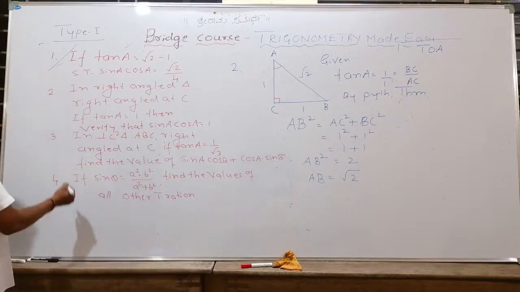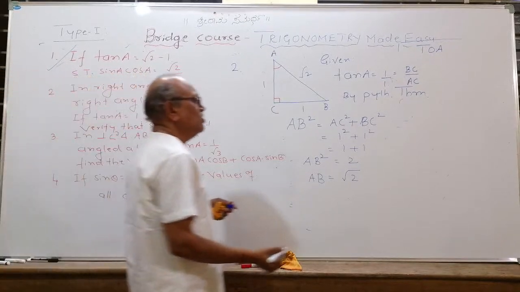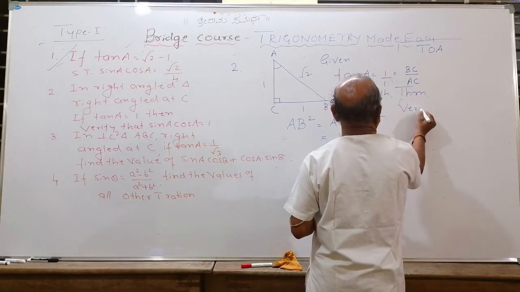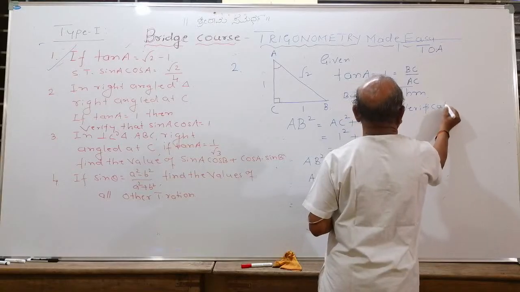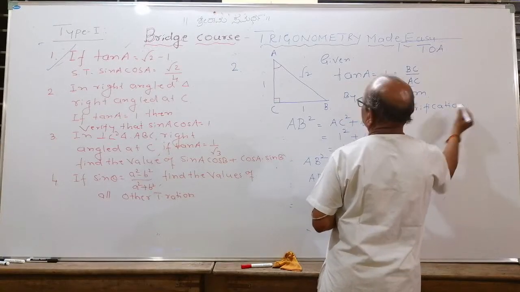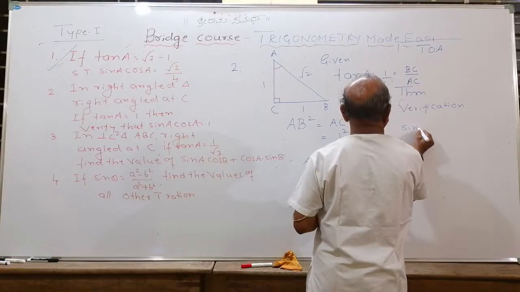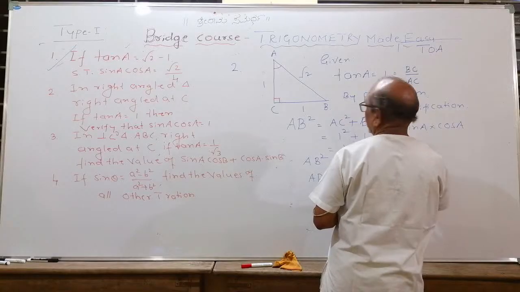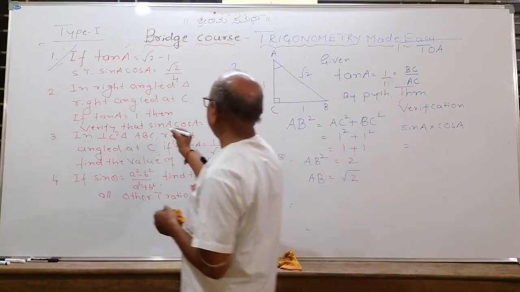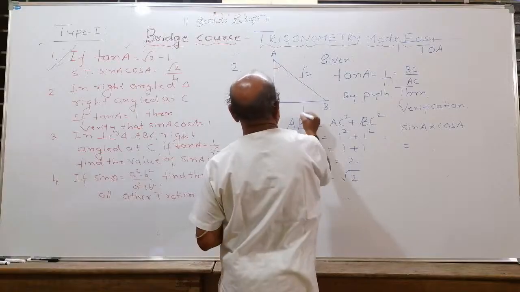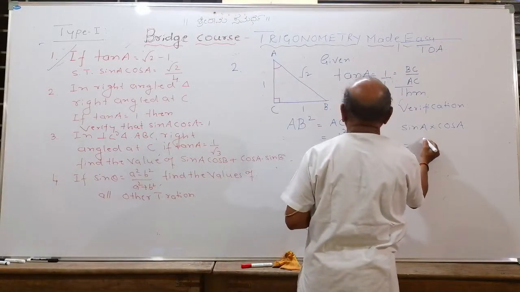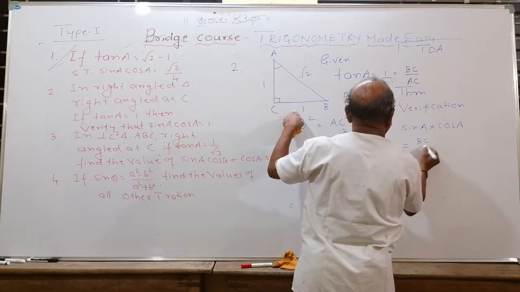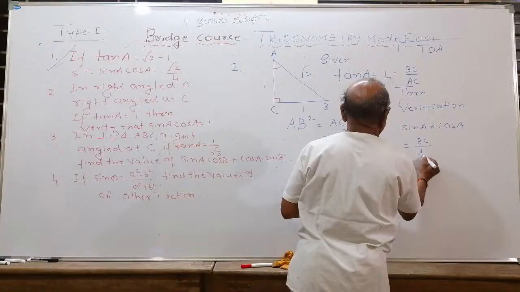Now, what do they want us to find out? Verify sin A into cos A is equal to 1. Let us verify. Verification. Take sin A into cos A. Observe. Sin A into cos A. They have asked us to prove that sin A into cos A. What is sin A? Opposite upon hypotenuse. Sin A, opposite is BC upon hypotenuse is AB.